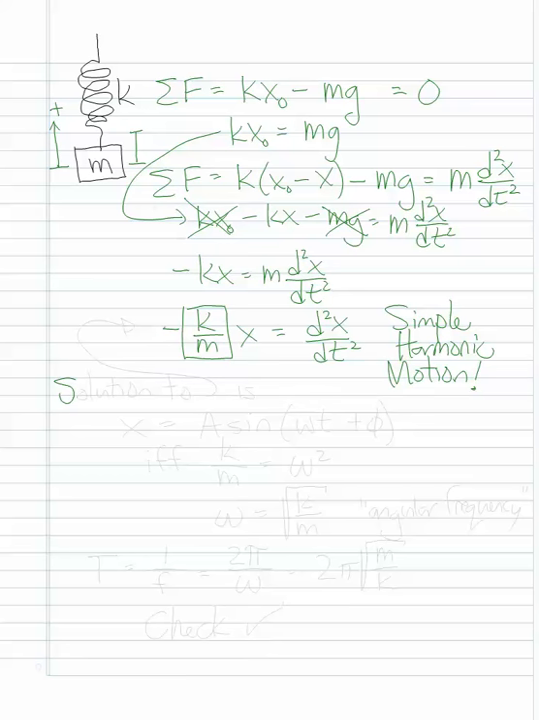And we know that the solution to this problem is always some kind of sine or cosine wave. And if you plug my solution back in, you'll find that it works if and only if k over m is also equal to omega squared. So that means that omega, the angular frequency for this system, is the square root of k over m.